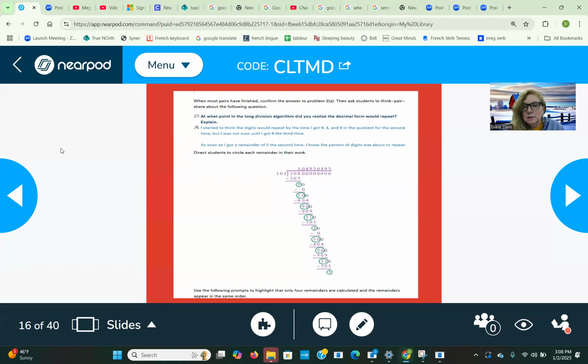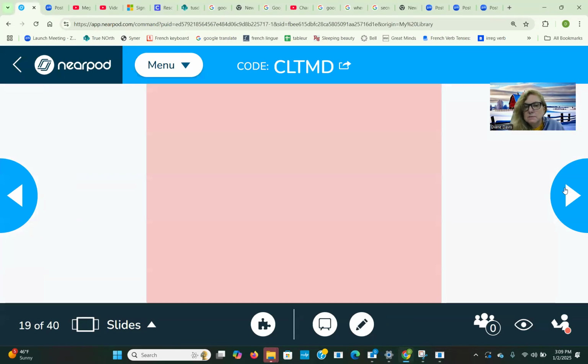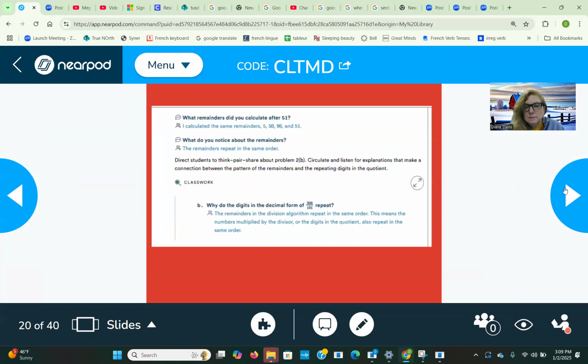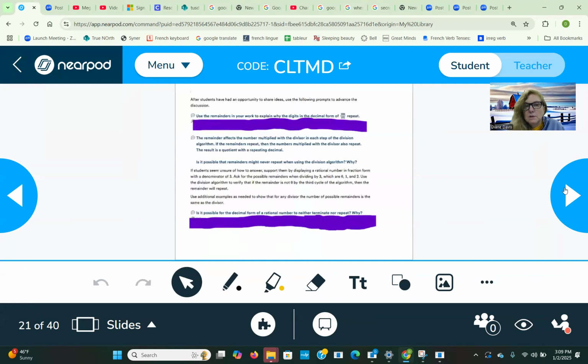And let's look at that. So this is a remainder of 50, 50, 96, 51, 5, 50, 96, 51. It's the same pattern of remainders. Use the remainders in your work to explain why the digits in the decimal form repeat.